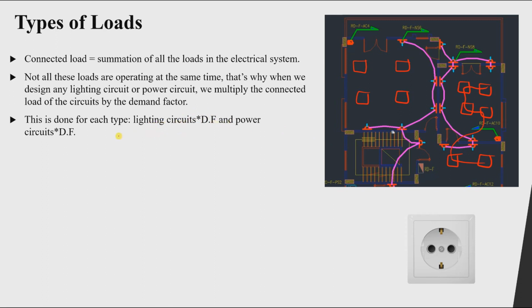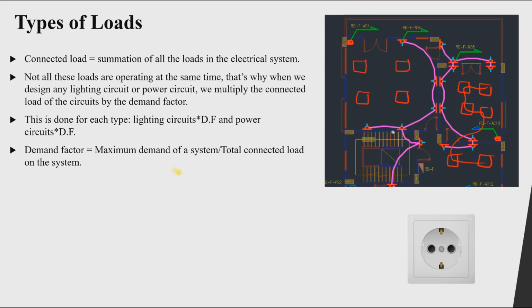So when we do the panel schedule, we will have to multiply this by the demand factor, since not all of them are working at the same time. So what is exactly the demand factor? Demand factor is simply the maximum demand of a system divided by the total connected load on the system. So what does this mean?